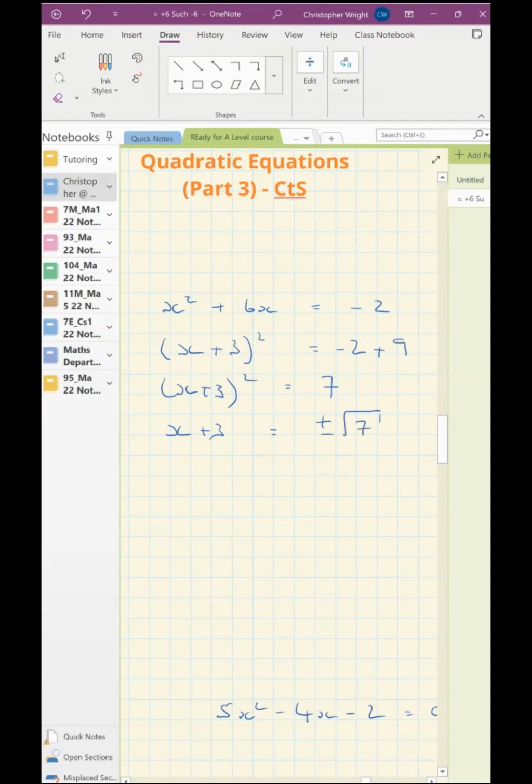So now to work out what x is, I'll need to subtract 3 from both sides. So I'll have minus 3 plus or minus the square root of 7. And there are my two answers for that equation.